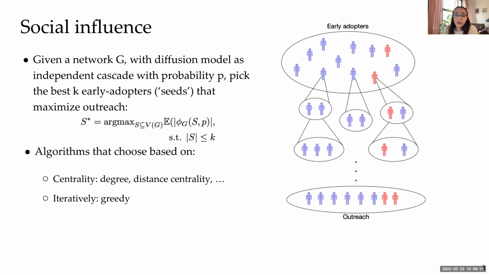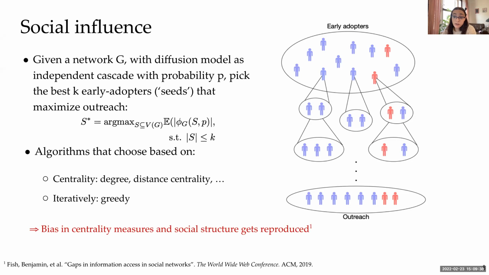Now, what happens when you have different kinds of groups in your network? And here I'm again portraying blue and red, which can represent demographics, political affiliations, affinity groups, or any kind of community level data. And here, there's recent work showing that if there's bias in centrality measures, then that will actually get reproduced in the outreach as well. So if there's a group that's less central and more peripheral to the network, they're going to be less represented in the early adopters and overall in the outreach as well, which means that you end up with groups that are left out of this information campaign.